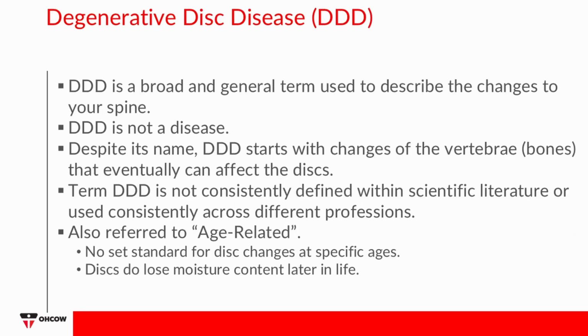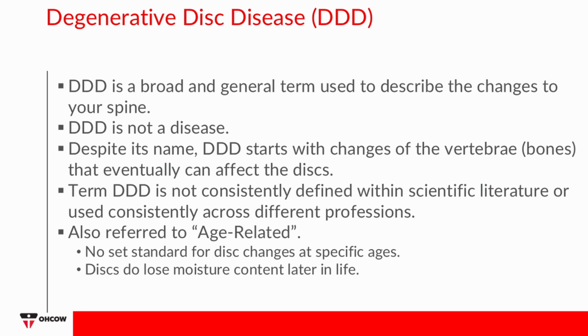Degenerative disc disease is a broad and general term used to describe the changes to the bones of the spine, not specifically the discs. Despite its name, this condition isn't actually a disease. DDD starts with changes of the vertebrae, bones, that eventually can affect the discs. The term DDD is not consistently defined within scientific literature or used consistently across different professions.